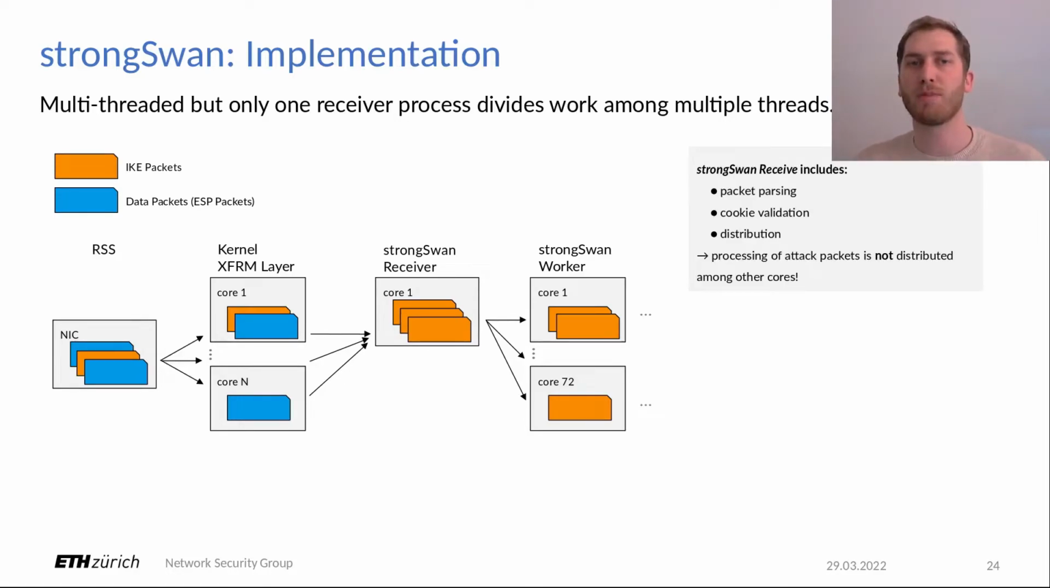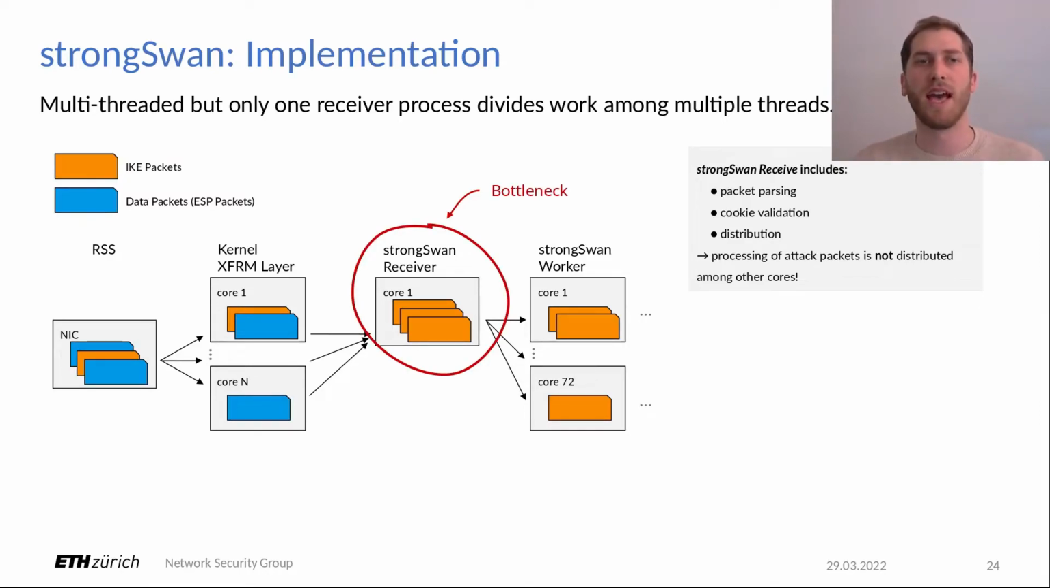A flood of Handshake initiation packets is able to overwhelm the receiving thread and denies other clients from successfully establishing a connection to the server. The data transfer, on the other hand, is not impacted.